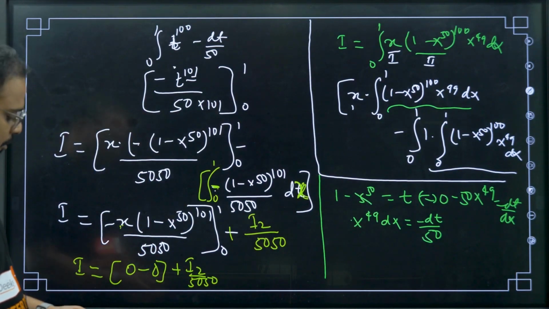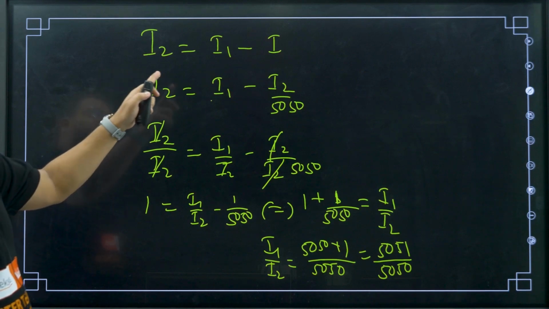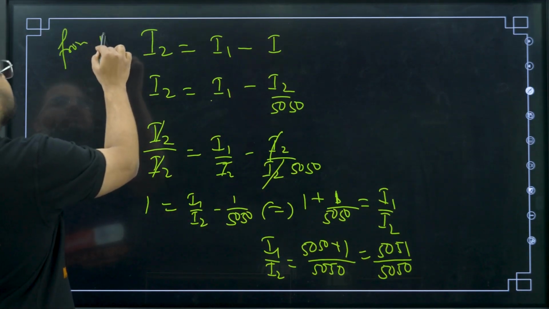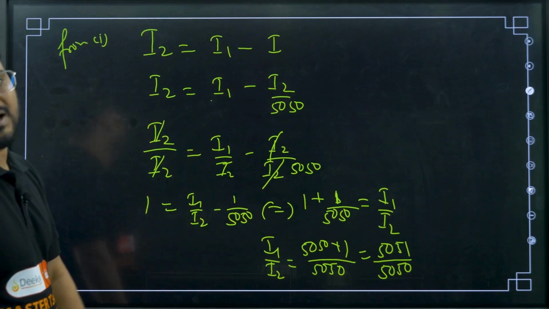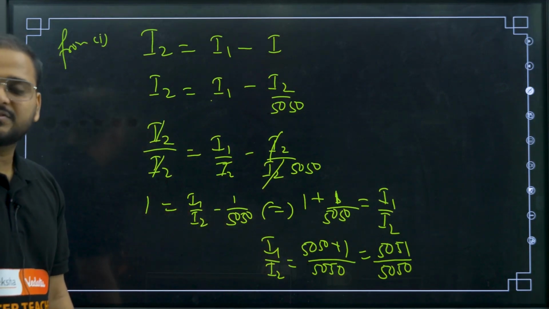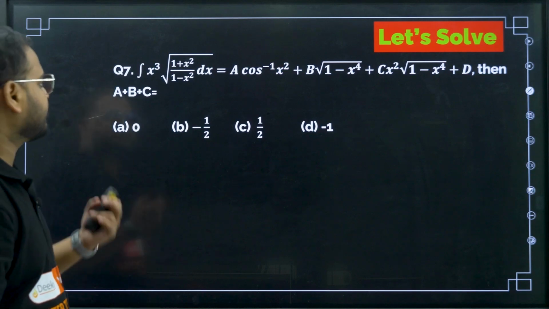Now put it in this condition. I2 minus I1, this is from equation 1. And divided everything by I2 to get my answer as 5051 by 5050. I hope this is visible. Moving on to question number 7.